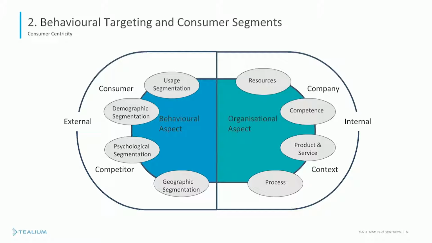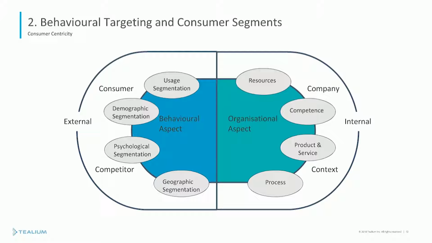Obviously, we have to understand who our users are. And here you can see in this slide that there are two major aspects to it. On the left-hand side, we do have the behavioral aspect. On the right-hand side, we do have an organizational aspect. So targeting and consumer aspects for me is not only to be really sharp and transparent on personas, but also to understand the company itself.